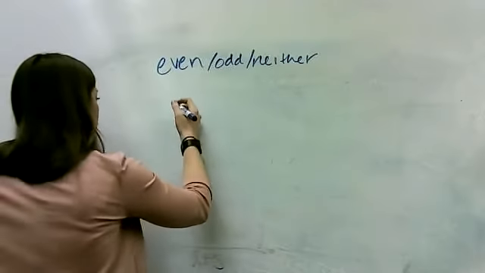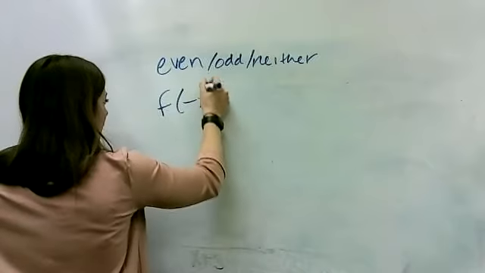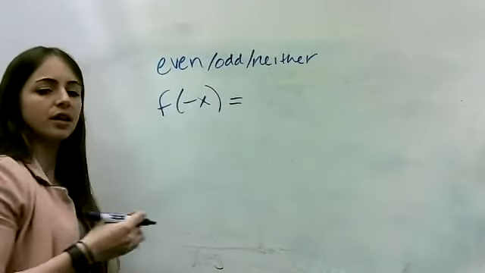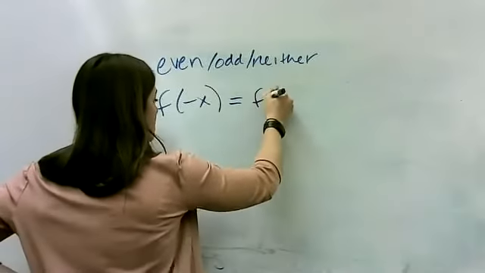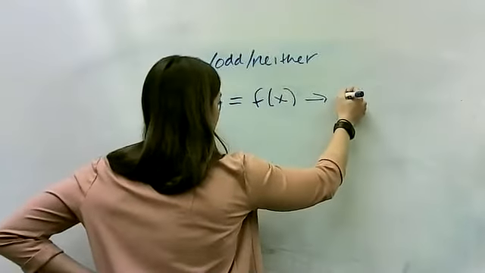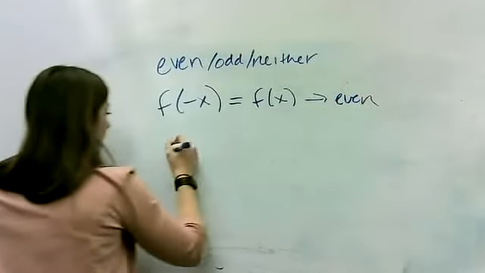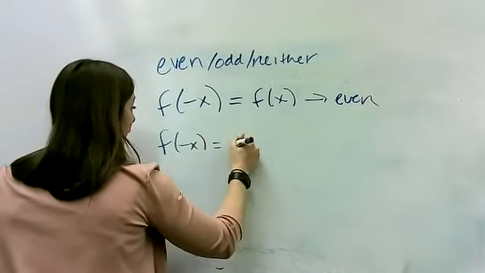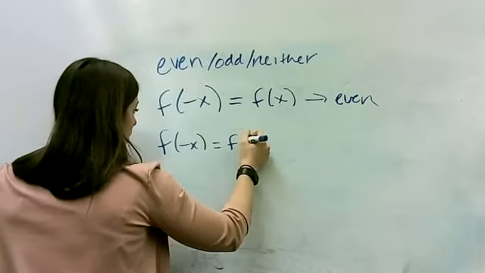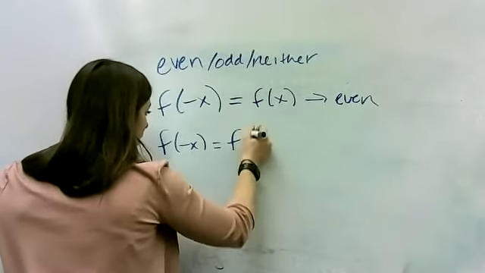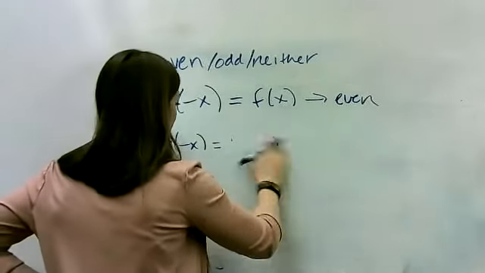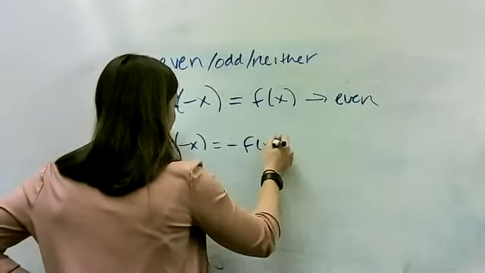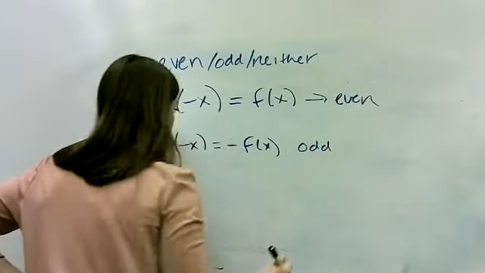Algebraically, though, we do this test. We do a composition of functions, and we say if we insert a negative for every x we see, and it comes out positive, then the function is even. If we insert that negative and it comes back out negative, then it's odd. I wanted to put it notationally, but I didn't want it in front.